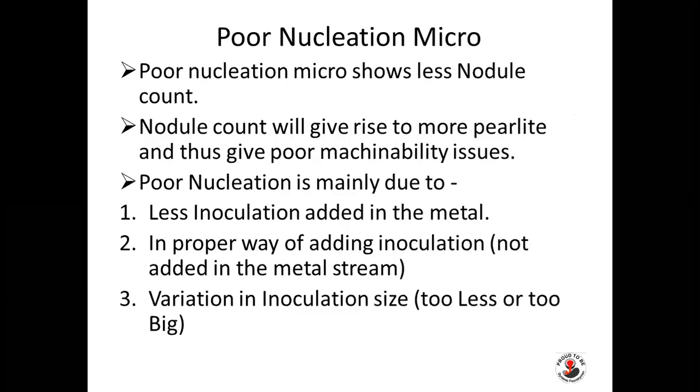Poor nucleation microstructure shows less nodal count. Low nodal count will give rise to more pearlitic structure and thus give you poor machinability issues. Poor nucleation is mainly due to less inoculation added in the metal, improper way of adding inoculation, not added in the stream, and variation in inoculation size also.